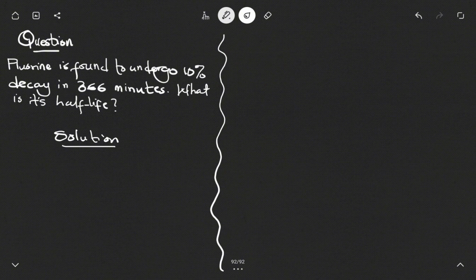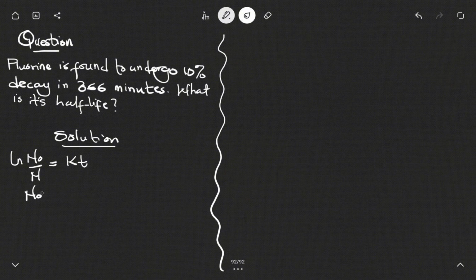Again, this is a formula you need to have off head. The formula is ln N naught over N equals kt, where N naught is the initial amount, N is the amount that is left at time t, and k, we call it the decay constant. So from the question, what is going to be our N?